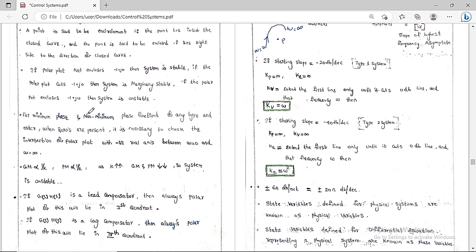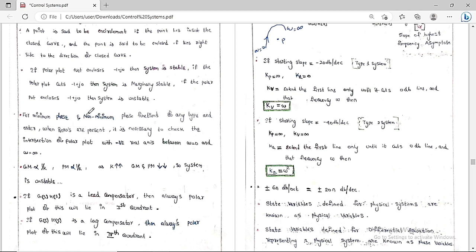The next one: if G(s)H(s) is a lead compensator, then the polar plot will always lie in the first quadrant. If G(s)H(s) is a lag compensator, then the polar plot is always going to lie in the fourth quadrant. I have already told you this one. A lead compensator means the zero is closer to the origin compared to the pole, so the polar plot lies in the first quadrant. A lag compensator means the pole is closer to the origin compared to the zero, so the polar plot lies in the fourth quadrant.